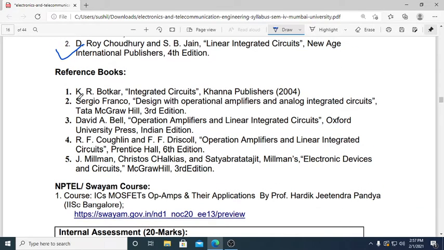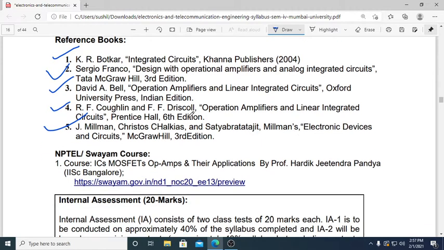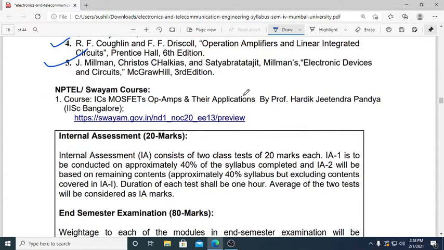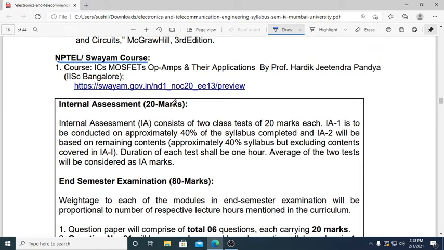Also some reference books are there: Botkar, Sergio Franco, David Bell, Coughlin and Driscoll, and Millman. You can use these books, Millman and Halkias. So these 5 books are available in our laboratory also. Suppose you want to go for a Swayam course or an NPTEL course, you can click on this website and you will get the preview of the entire NPTEL and Swayam course. So you can go there.